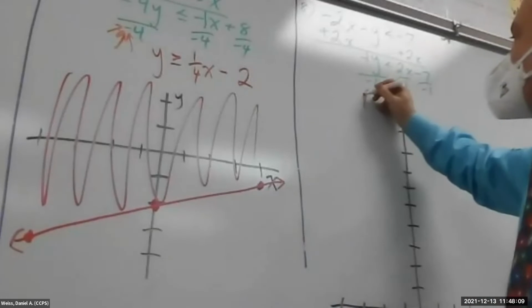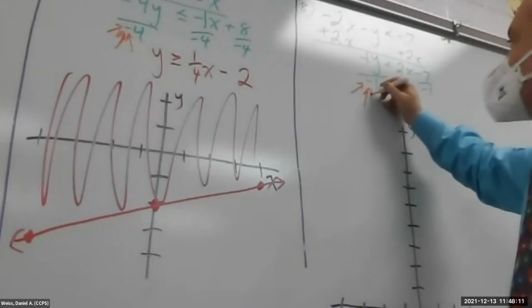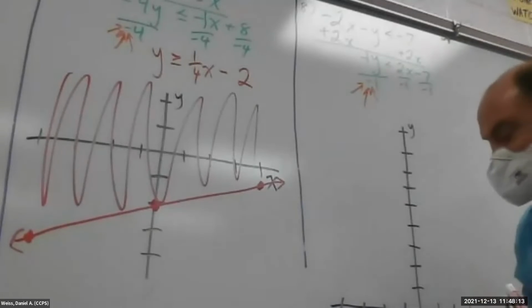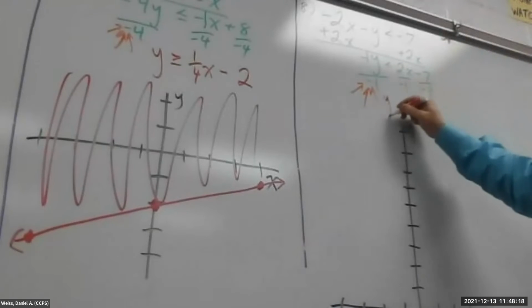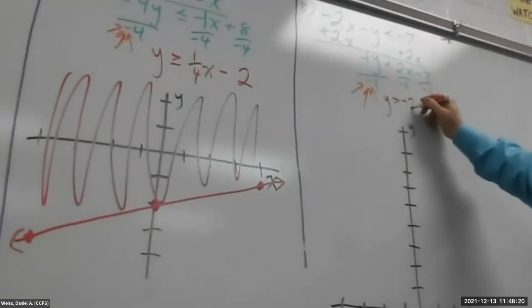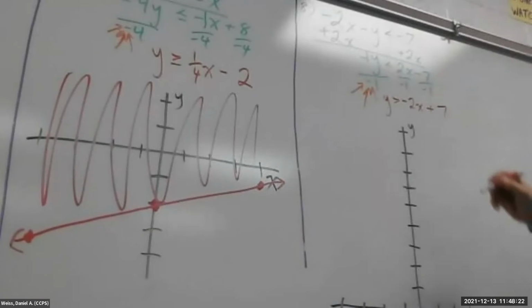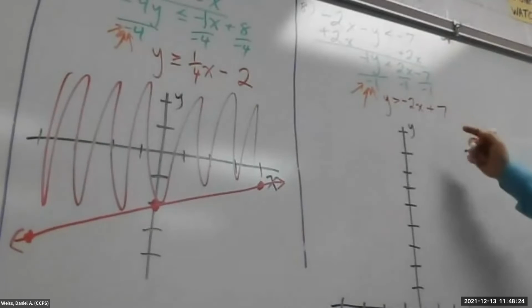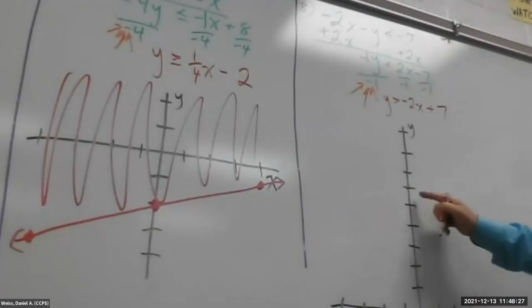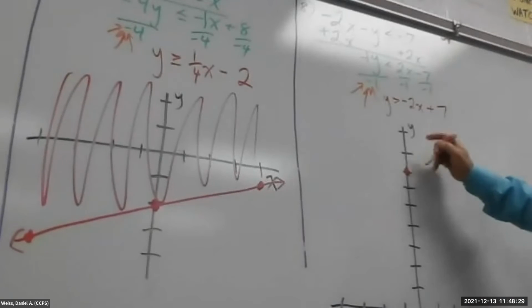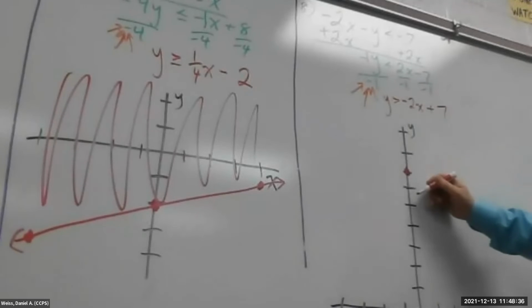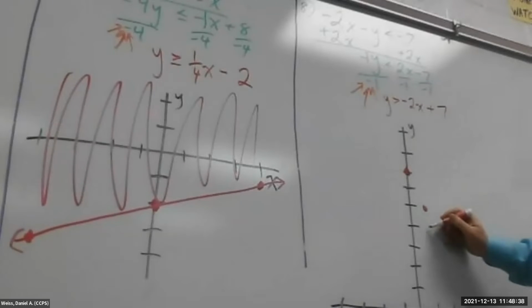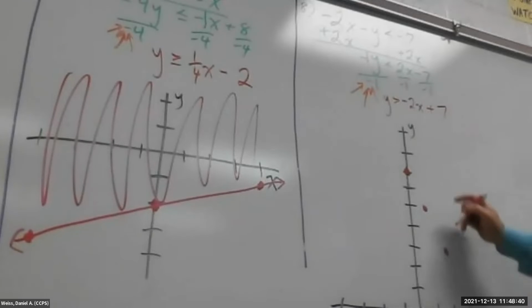Warning. When you divide by a negative, the sign changes. Y is greater than -2x plus 7. Intercept is 7. 1, 2, 3, 4, 5, 6, 7. Slope, you go down 2/1.